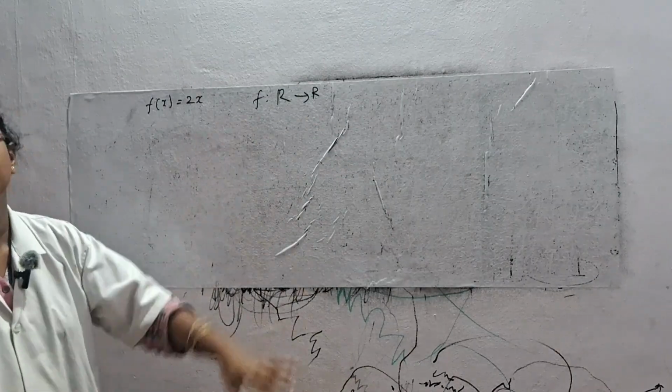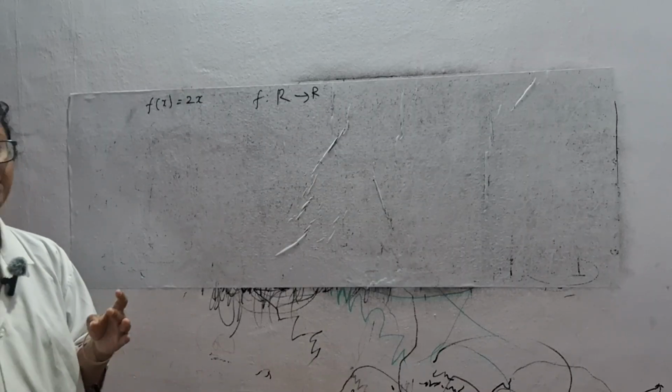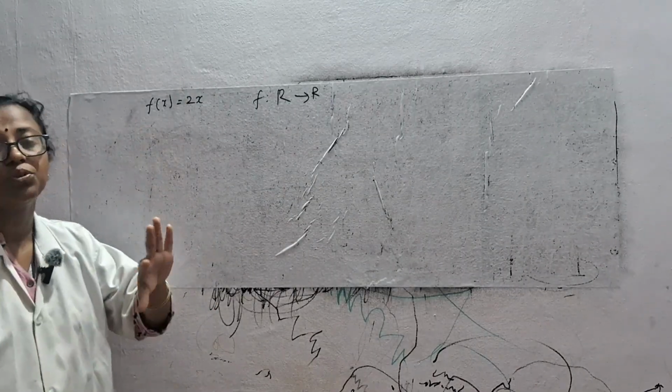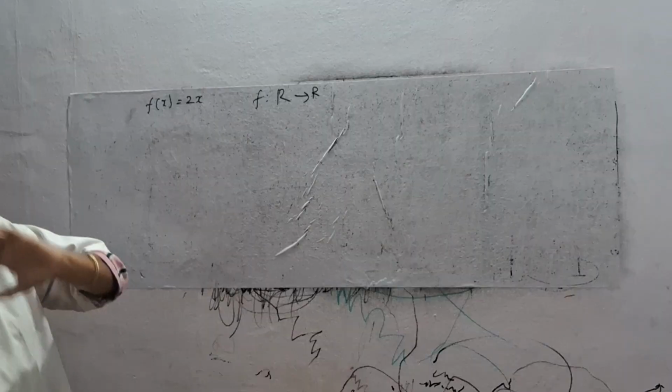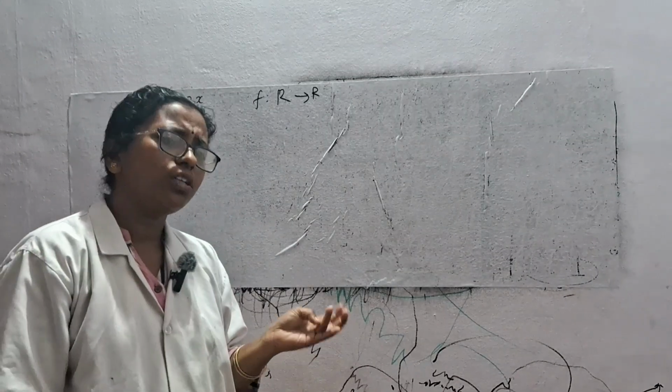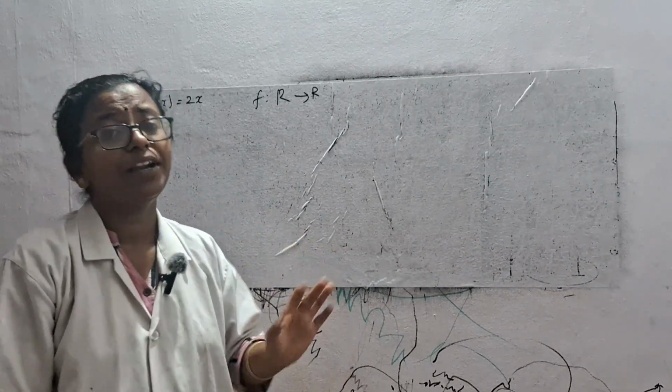F from real numbers to real numbers. Real numbers contain negatives, neutrals, everything. Here we have to prove it is one to one and onto. We can use any method: mapping method, graph method, or letter form method. Here we take the letter form method.